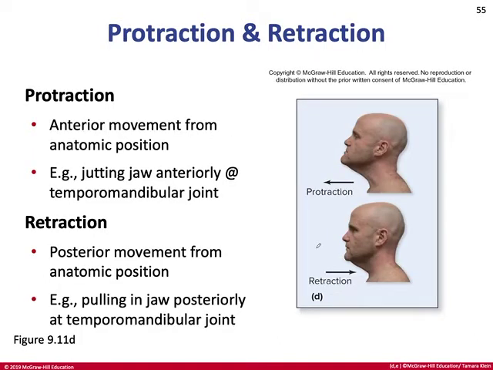Protraction and retraction. You can do this, for instance, with the mandible. Protraction to jut the mandible out and retraction to pull it back. You can do this with the scapula as well, right? You protract your scapula when you throw or you punch, and you retract your scapula when you stand at attention, right, and square your shoulders. Okay, so those are a couple of examples.